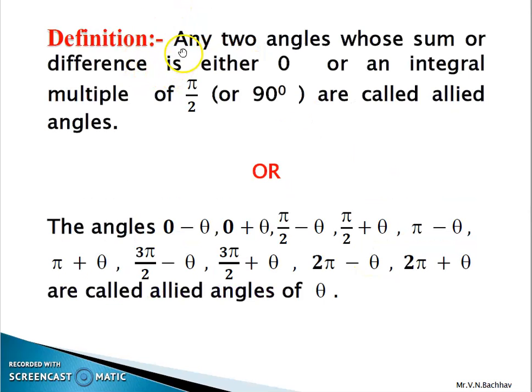Now to see the definition of allied angle: any two angles whose sum or difference is either 0 or an integral multiple of pi by 2 or 90 degree are called allied angles. Or the angles 0 minus theta, 0 plus theta, pi by 2 minus theta, pi by 2 plus theta, pi minus theta, pi plus theta, 3 pi by 2 minus theta, 3 pi by 2 plus theta, 2 pi minus theta, 2 pi plus theta are called allied angles of theta.